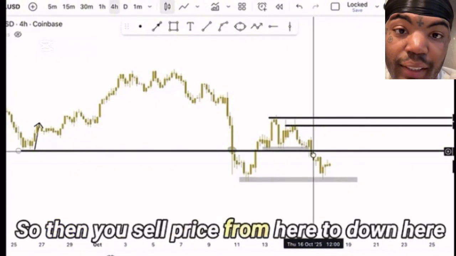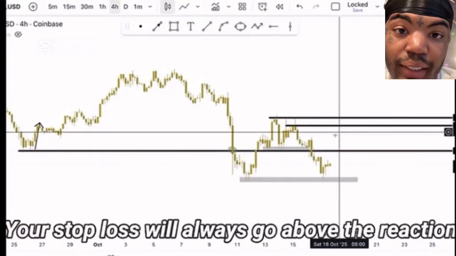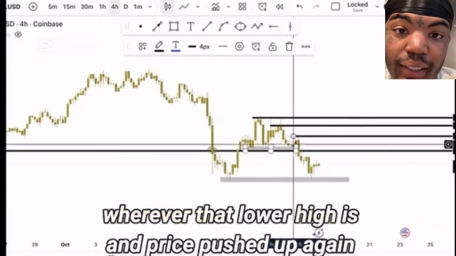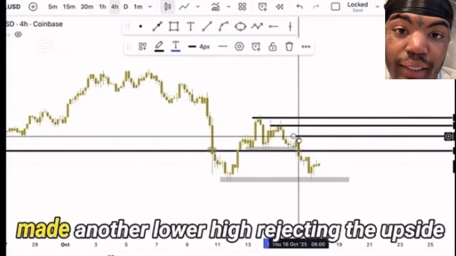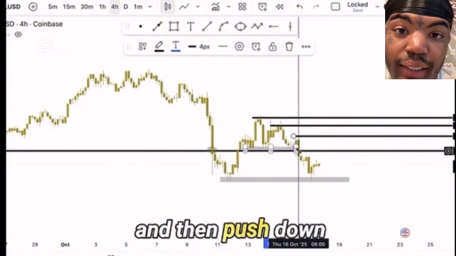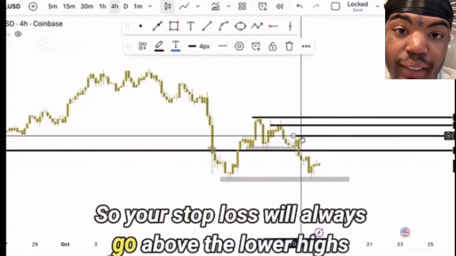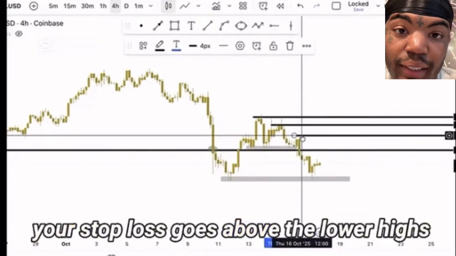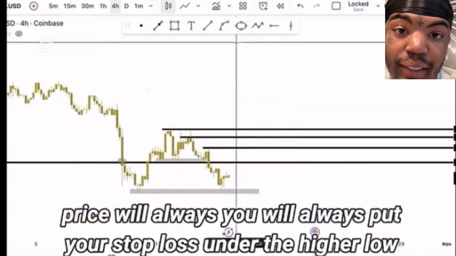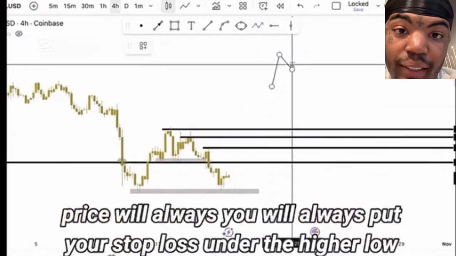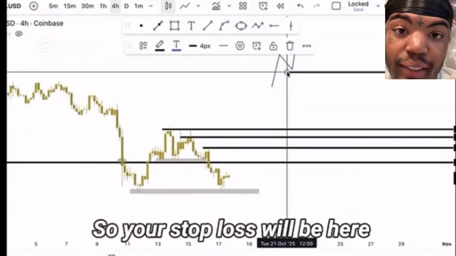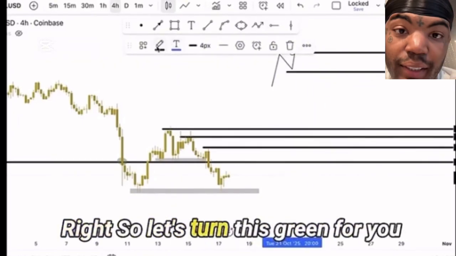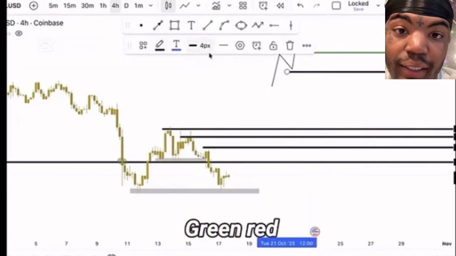So then you sell price from here to down here. Your stop loss will always go above the reaction. So wherever that lower high is, and price pushed up again, made another lower high, rejecting the upside, and then pushed down, your stop loss will always go above the lower highs. So if you're in a sell, your stop loss goes above the lower highs. If you're in a buy, you will always put your stop loss under the higher low. So your stop loss will be here, your entry will be here. Right? So let's turn this green for you. Green, red.